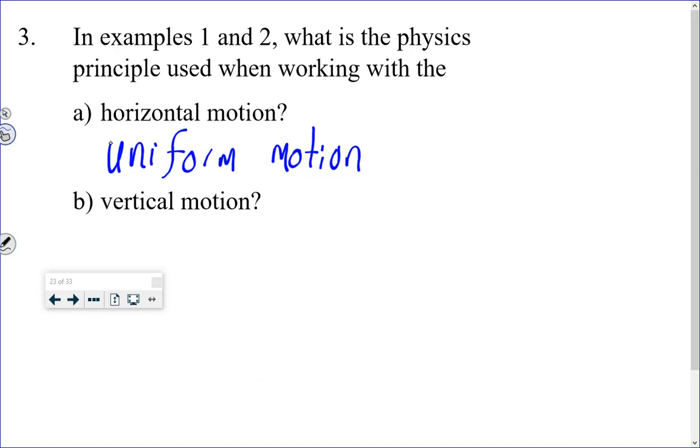What about the vertical motion? Well, the river in both of these was also moving with a constant speed, so this is uniform motion as well.